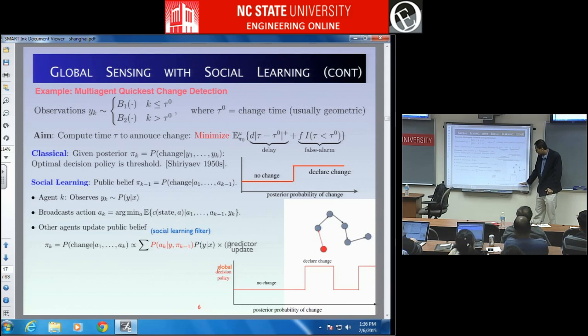Again, the horizontal axis is the posterior probability of change obtained by social learning. The vertical axis is the action I take, either declare no change or change, the global decision maker.